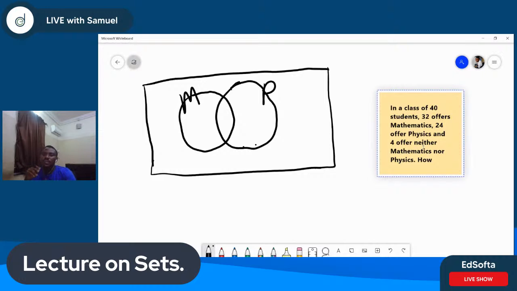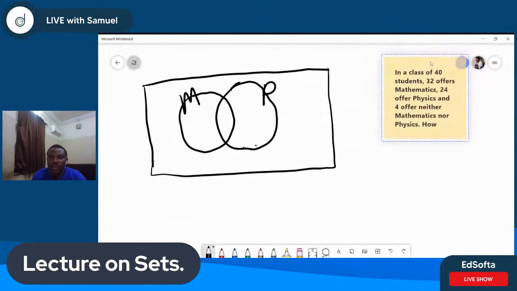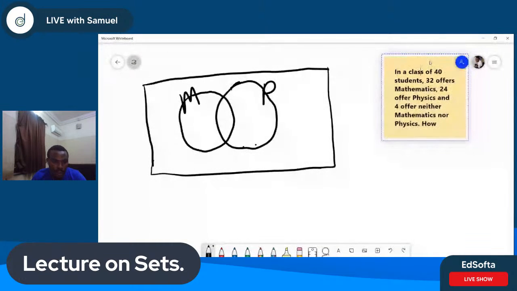Now they told us it is a class of 40. So the universal set is 40, there are 40 students in the whole class. So you can just put the number of the universal set as 40. They now said 32 offer mathematics. So 32 out of the 40. Now note, we don't know how many people offer both. So we just put X here.